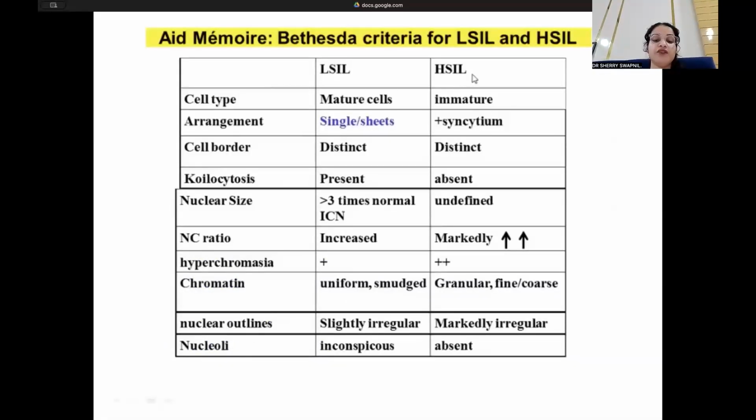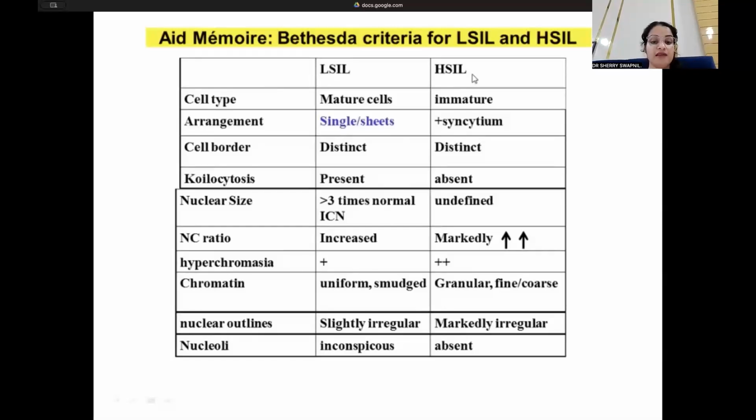So these are the differentiating features of LSIL and HSIL. Generally, LSIL affects the mature cells, whereas HSIL affects the immature cells. Cells can be arranged in sheets or singly. Generally, in HSIL, they are arranged in a syncytium pattern. Cell border is distinct in both cases. Koilocytic change that we have seen is generally associated with LSIL, so it is important to look for koilocytic change when you are looking at the cells of LSIL, and vice versa.